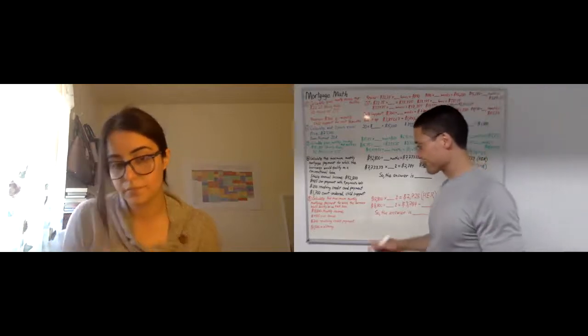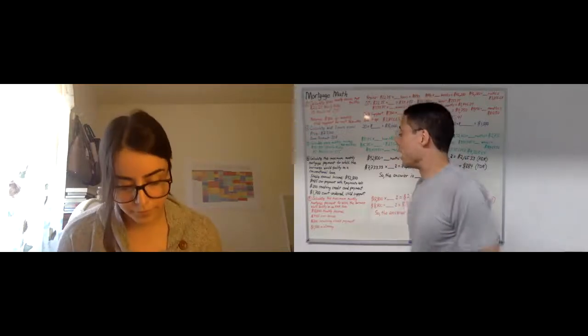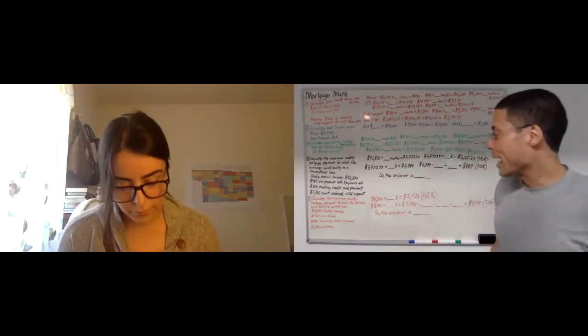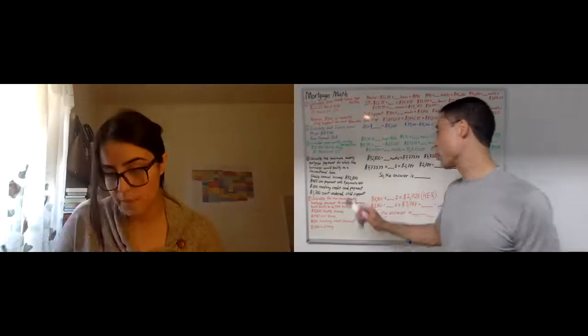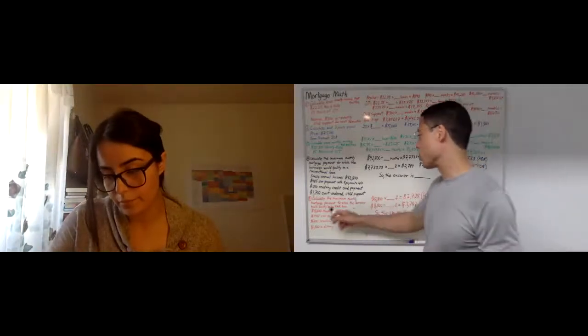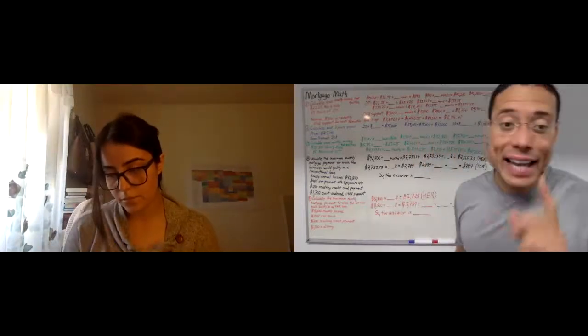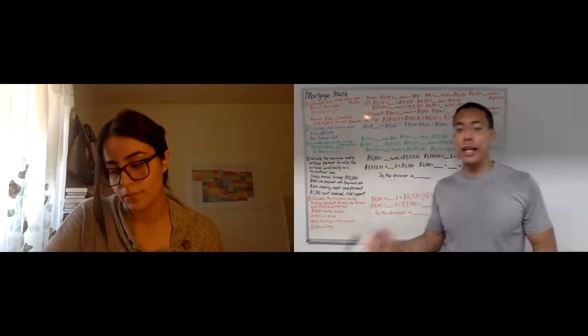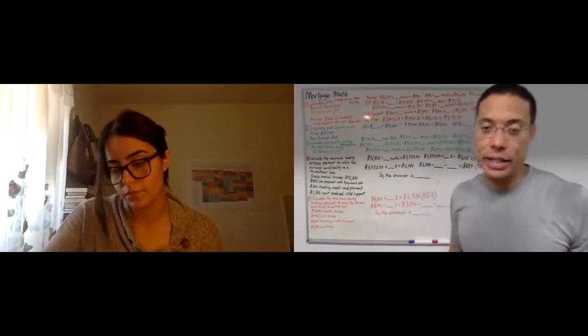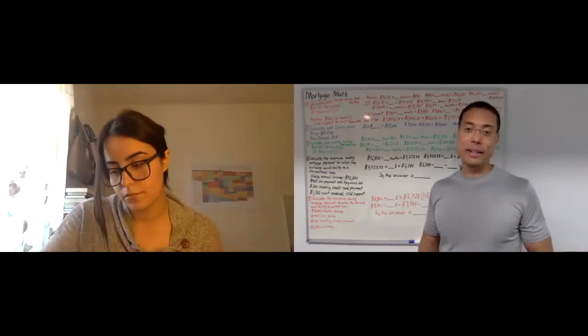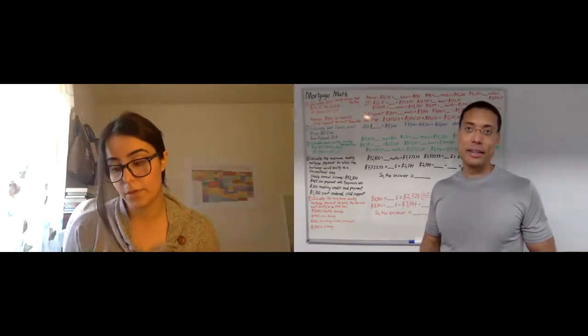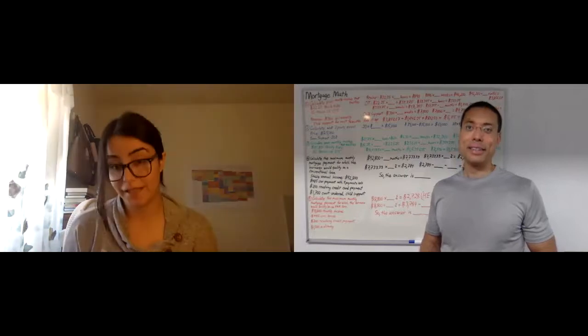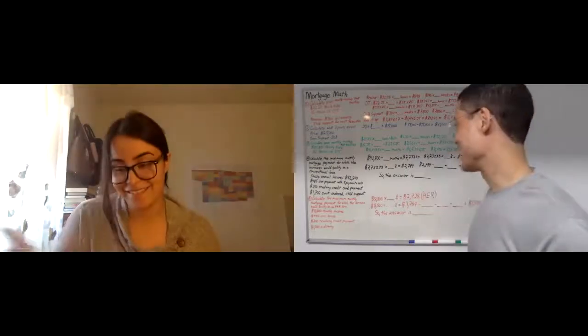All right, so now, number 5. We want to calculate the maximum monthly mortgage payment for which the borrower would qualify on a FHA loan. Now we're talking about FHA. Now, what are the front end and back end ratios for FHA? So the front end is 31 and the back end is 43. Yes, excellent.